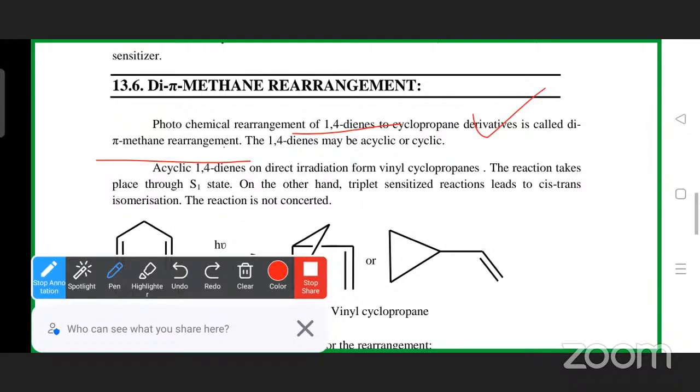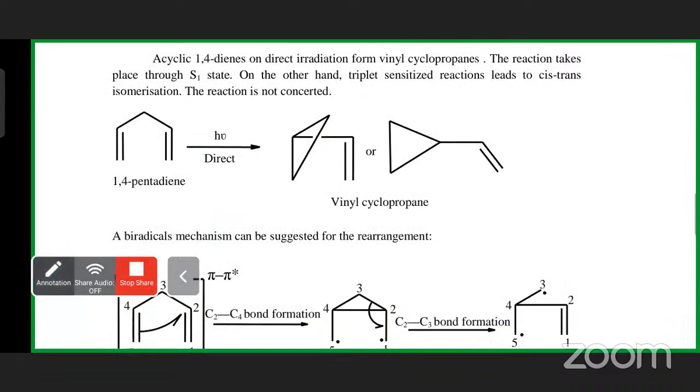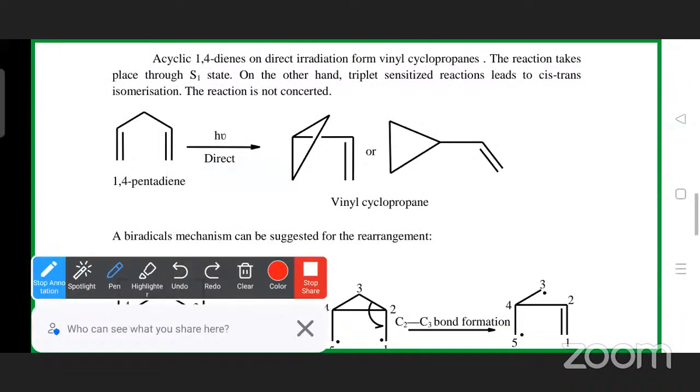Generally the products may be the cyclopropyl derivatives, and generally the starting materials are the 1,4 dienes. They may be cyclic or acyclic, any compound you can take. Here you see the example of 1,4 pentadiene: 1, 2, 3, 4, and 5.